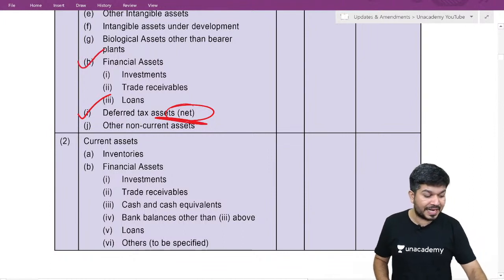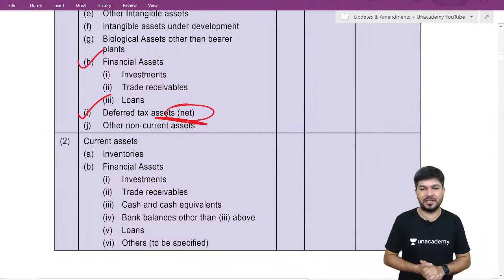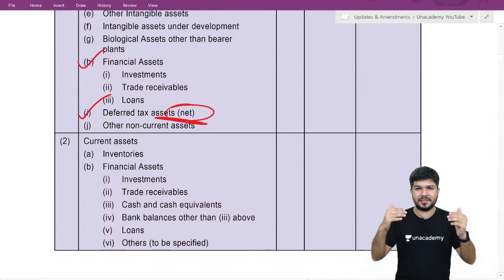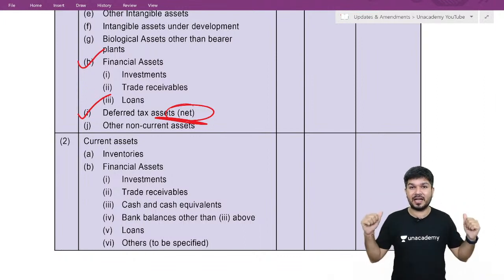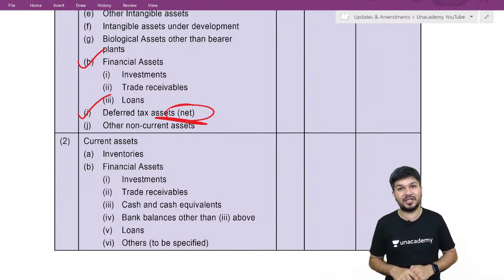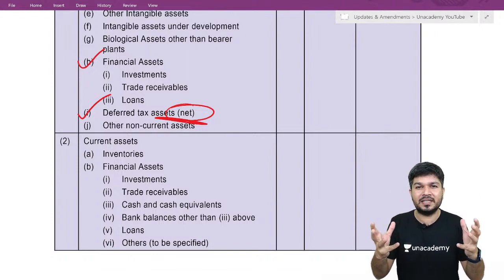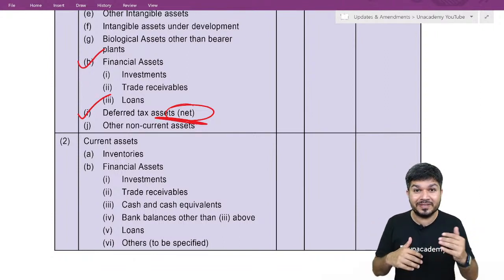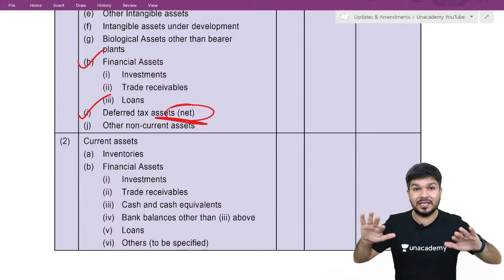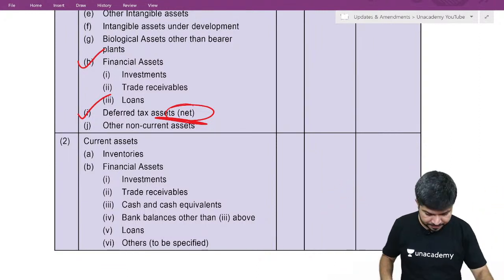There's a heading called financial asset, financial liability. Under current asset, non-current asset, there's financial asset. Under current liability, non-current liability, there's financial liability. You have already done Ind AS 109. So what are financial asset, financial liability? You get it under 109.